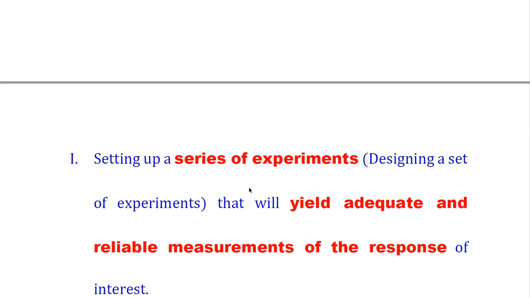In other words, we can explain response surface methodology by 3 steps. At first, setting up a series of experiments, which would be a set of experiments that will yield adequate and reliable measurement of response of interest. We set a series of experiments that produce reliable measurements of response of interest. Response of interest means the response which we want to calculate.